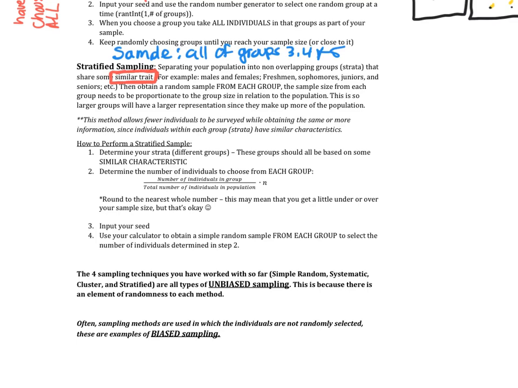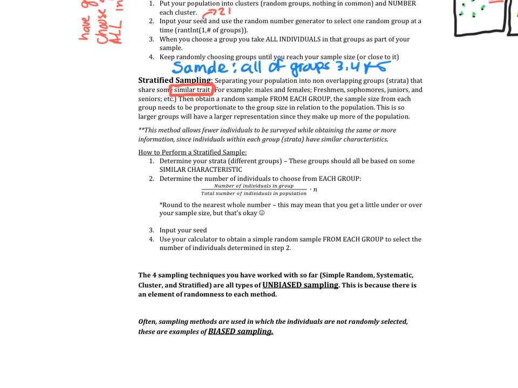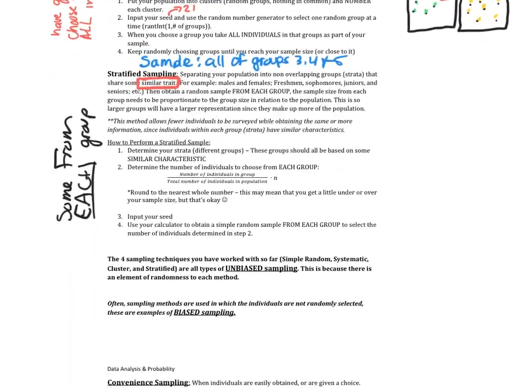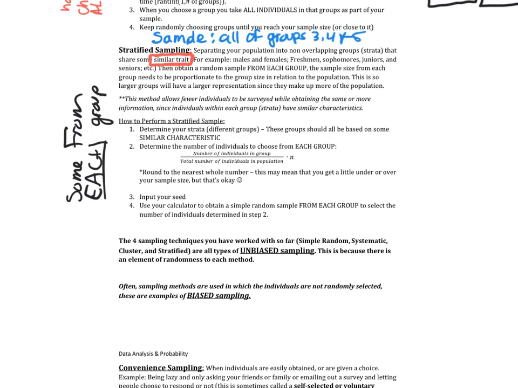So stratified, you're picking some from each group. Cluster, you randomly chose some groups, other groups you totally left out. Stratified, you're going to select some from each group, and every group is going to be represented. So this method allows for fewer individuals to be surveyed while still having the same or more information, since individuals within each group have similar characteristics and you're getting a representation from each of the groups.